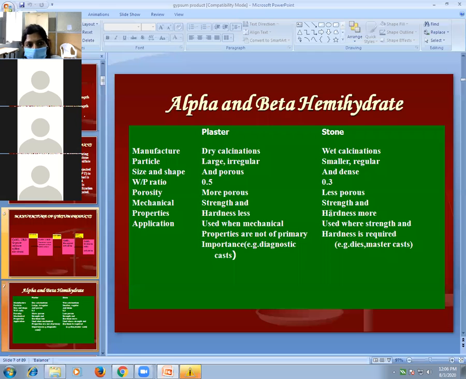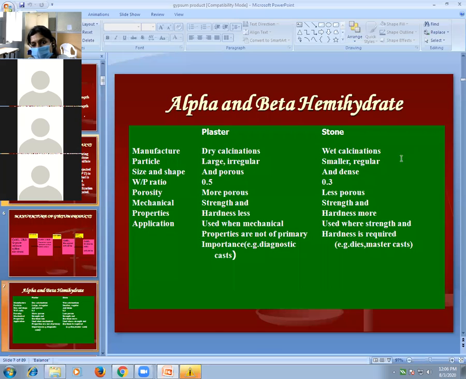So the particle size and form are again different. For the plaster, it is large and irregular. When you do wet calcination, which is basically done in an autoclave or closed vessel where you get steam, the crystals formed by wet calcination are smaller compared to the crystals of plaster.